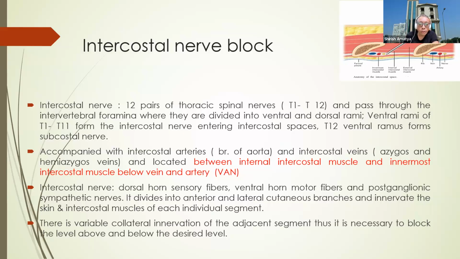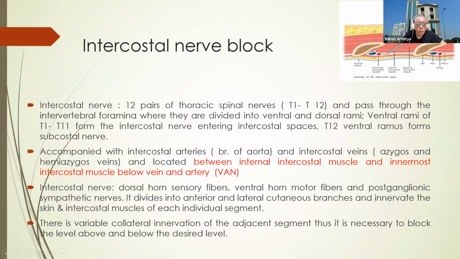Okay, so T1 to T11 form the intercostal nerves, and the last one, T12, forms the subcostal nerve, which unites with the ventral rami of the L1 spinal nerve to form the iliohypogastric and ilioinguinal nerves. Typically these intercostal nerves are located in the intercostal groove as shown in this picture, usually accompanied by the intercostal artery and intercostal vein, and located between 2 muscle planes.